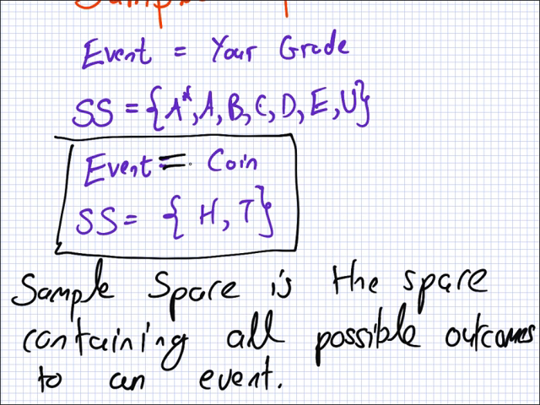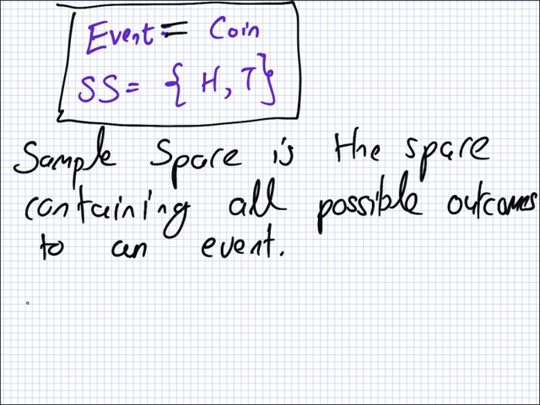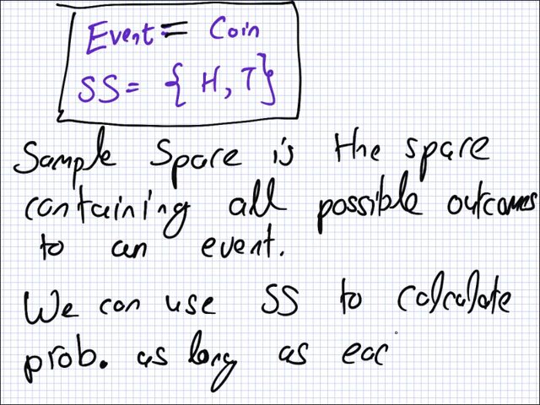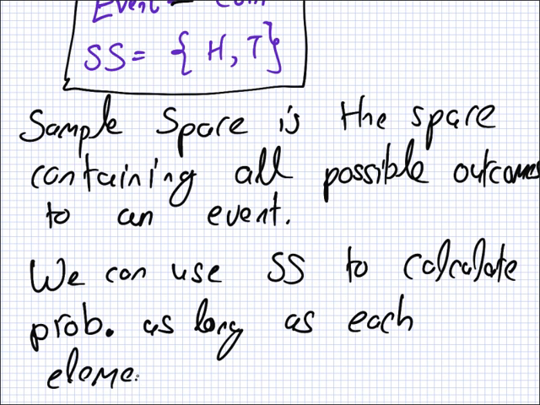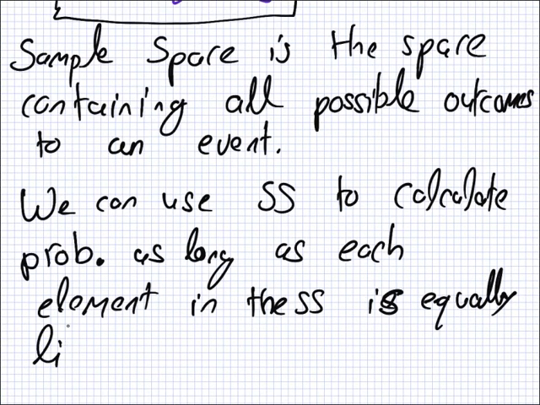Okay? Now, we can use sample spaces to calculate probability as long as each outcome is equally likely. So the next point is we can use sample spaces to calculate probabilities as long as each element in the SS is equally likely.